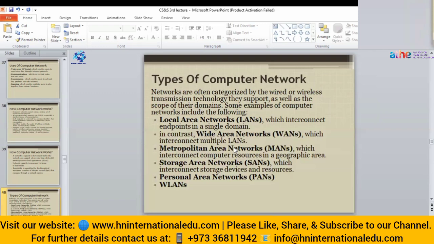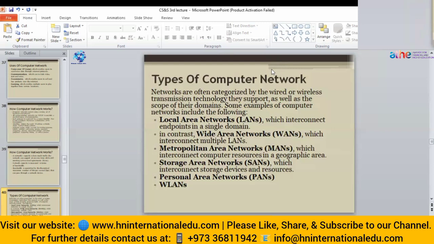A wide area network can work outside the city or outside the country. So the example of a wide area network is the internet. And the metropolitan area network: whenever we are shifting our network from one building to another building, then we have to use the metropolitan area network, which covers the geographic area within the city.